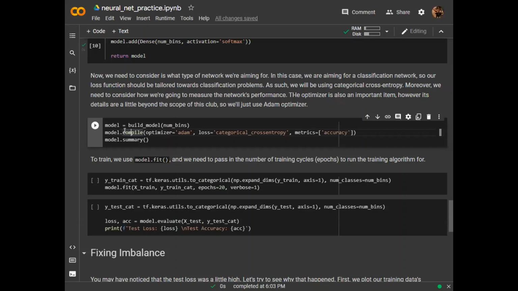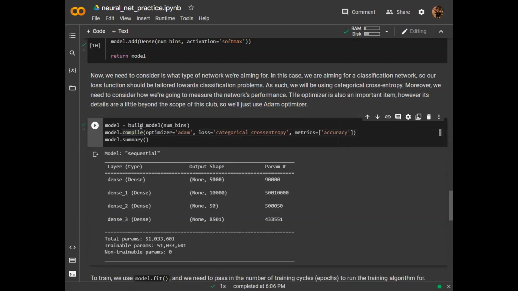So if you run this cell here, what you'll see is that it will print out a description of your model.